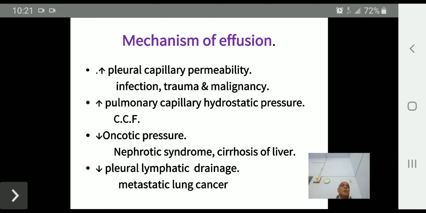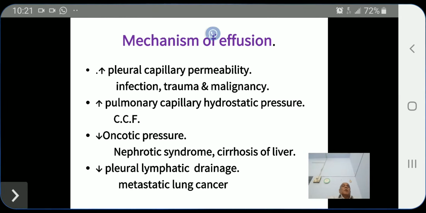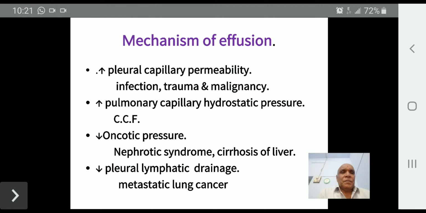Second is pulmonary capillary hydrostatic pressure. Hydrostatic pressure keeps the fluid in the compartment, and it forces fluid from one compartment to the other compartment. When the hydrostatic pressure increases in the lung tissue, it forces the fluid to the pleura, so an amount of fluid goes into the pleural space.